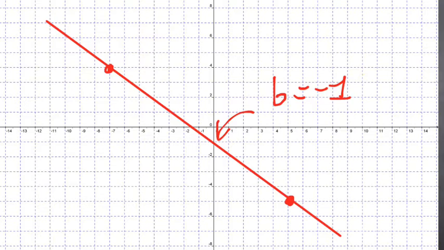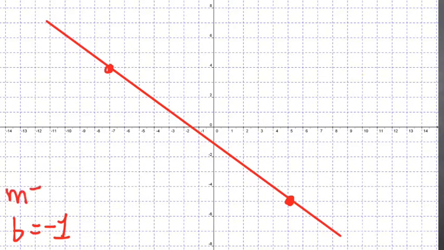But now let's put it all together. If you want to, on the side somewhere, put that your b is -1. Alright, you do that. But let's practice our skills from yesterday. Let's find the m of this line.